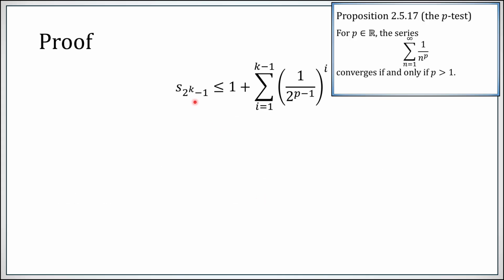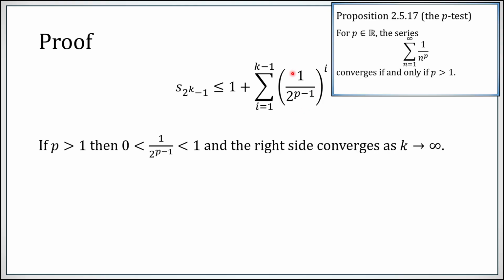So what have we established? Our partial sums, at least along this subsequence, are less than or equal to 1 plus the partial sums of this series. But this is a geometric series. I have a sum of something to the index of summation. So if p is larger than 1, that exponent p minus 1 is indeed positive. So 1 over 2 to a positive power is less than 1.